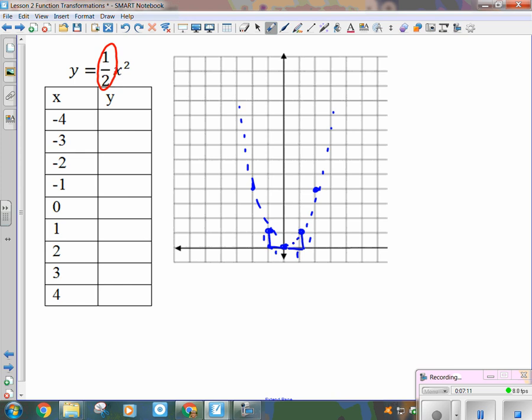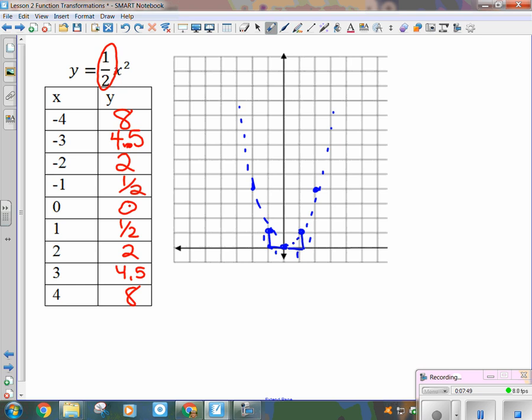What's -4 squared? What's -4 times -4, which is 16? Half of 16 is 8. All right, -3 squared, 9. What's half of 9? I think it's 4.5, and we can actually graph 4.5 pretty closely. All right, -2 squared is 4. Half of 4 is 2. -1 squared is 1. 1 times a half is a half. 0 is still 0. This is going to be a half. This is going to be 2. This is going to be 4.5. And this is going to be 8.